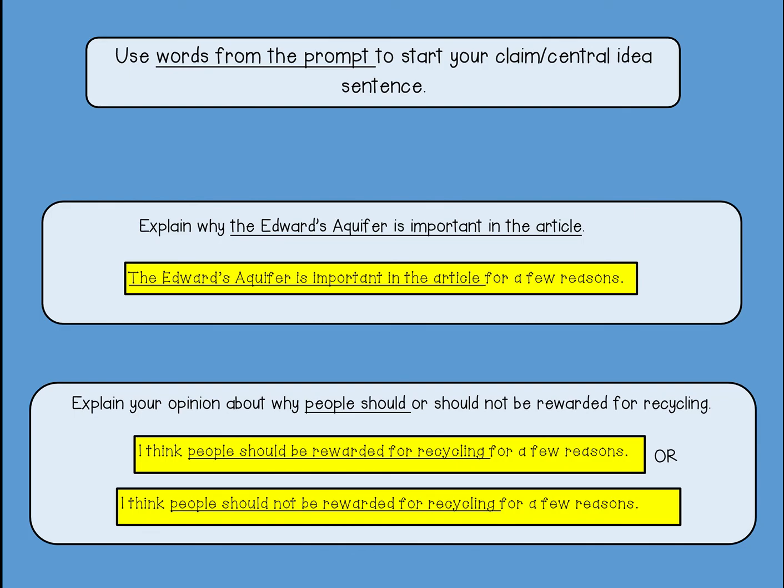You'll notice it will still have that word why or how. So again, you say I think, and then look right after the word why. People should be rewarded for recycling. Or I think people should not be rewarded for recycling. And then you can just close it out with the phrase for a few reasons.